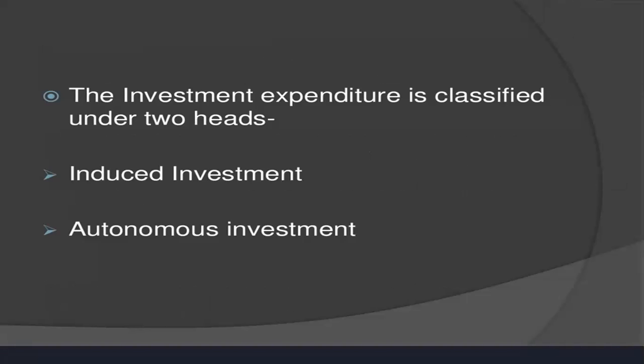Investment expenditure is also classified under two heads, that is induced investment and autonomous investment. But before that, I will explain what the investment function is. It includes the expenditure incurred on assets, on machinery, building, equipment. Why?